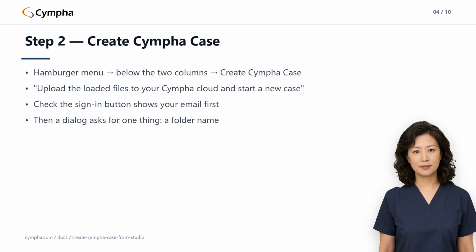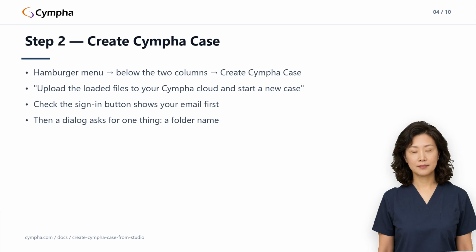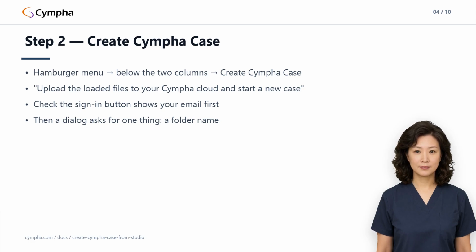Click Create Cympha Case and a small dialog opens with the same title and the body text: name a new cloud folder, upload the loaded DICOM, meshes, and images to it, then continue to case creation on Cympha. One input field, the case folder name. The convention most clinicians use is a patient identifier, initials plus date of birth, or your practice's case ID. Pick something recognizable. This folder name shows up later in your case list and in the lab's queue.